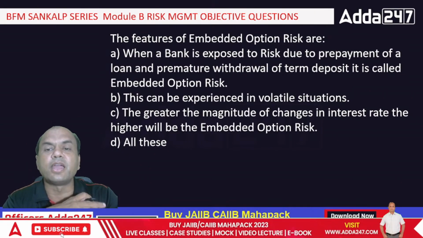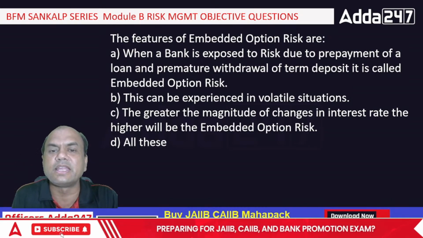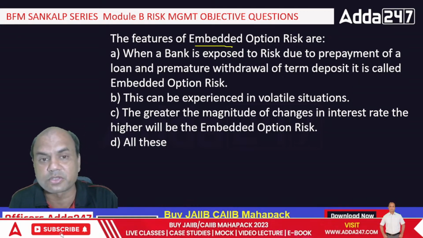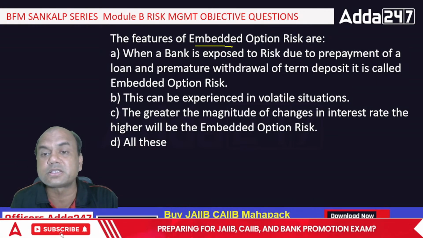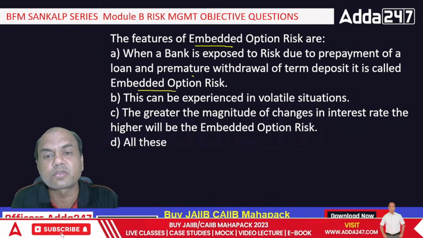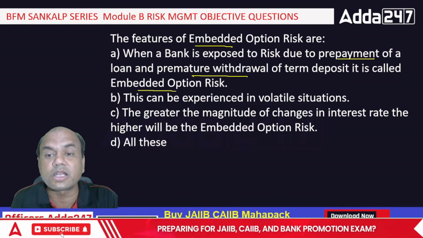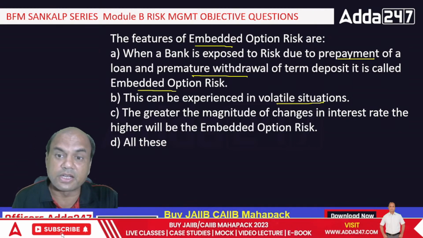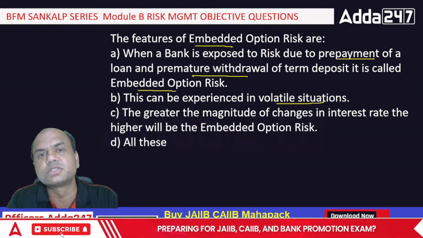The features of the embedded option risk are, see here, embedded option risk, just now we did it. Embedded means what? Anytime that customer can come and close his loan or deposit. So let's come back to this option. When the bank is exposed to the risk due to the prepayment of the loan or premature withdrawal of the term deposit, it is called embedded option risk. Obviously, isn't it? Premature withdrawal, prepayment of loan. Correct. This can be experienced in volatile situations. Also true. Why? Because if the interest rate changes heavily, then persons will immediately come to close their loans.